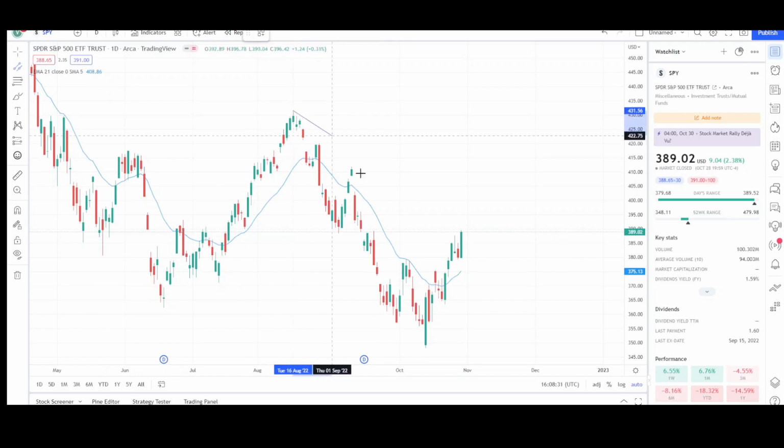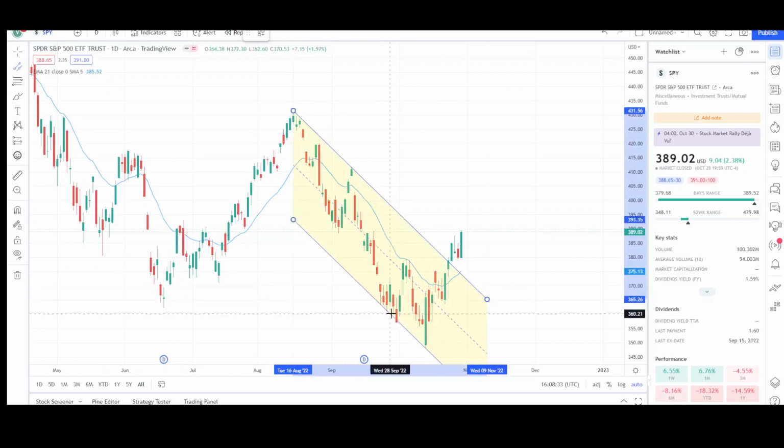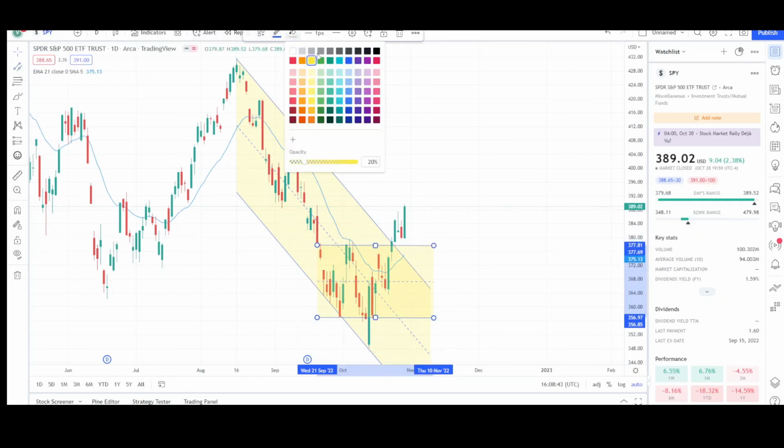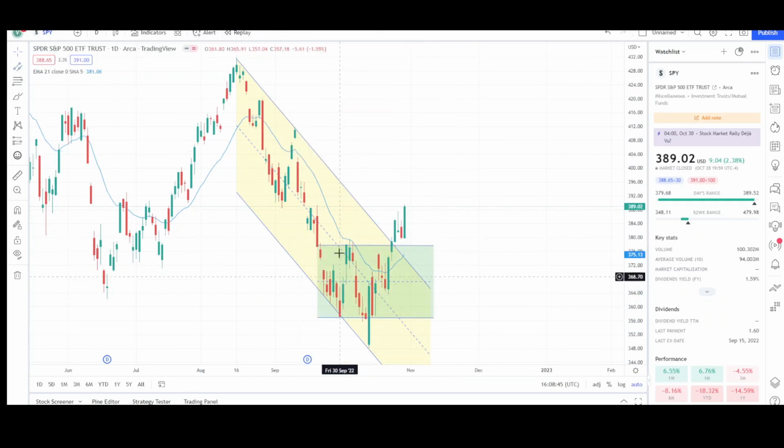So the overall pattern is still a downtrend, and I'll keep it yellow. And then we are also inside of a small short-term range. You see that right now. This was the range. I'll change the color so you can see it more clearly. So we had a breakout on the bottom side, which can lead to a breakout on the top side.